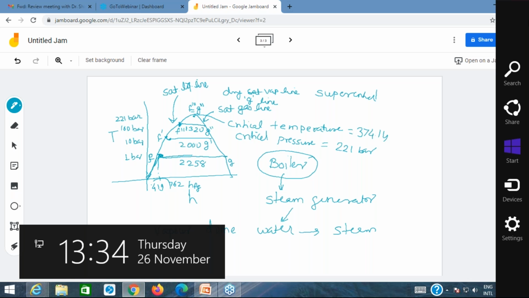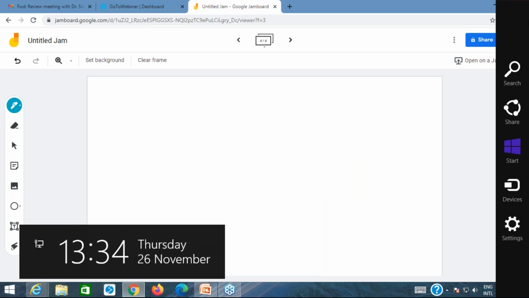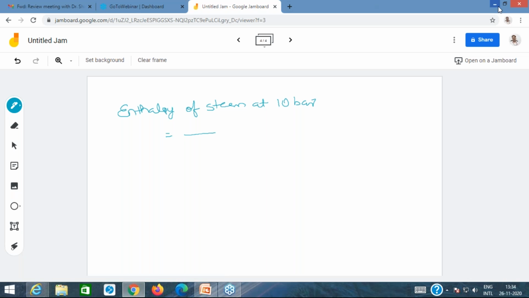Tell me, what is the enthalpy of steam at 10 bar? Can somebody tell me the enthalpy of steam at 10 bar?